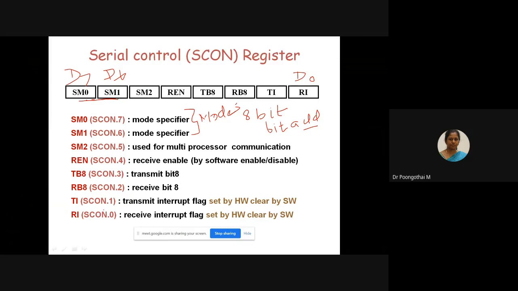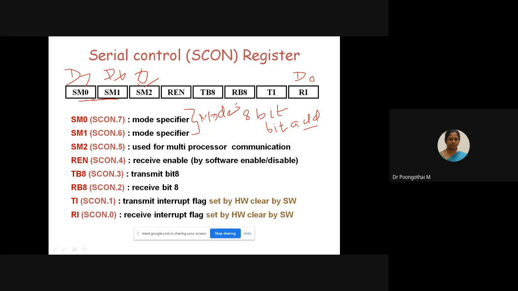And here SM2 is used for multiprocessor communication. Here only one microcontroller is involved in the application, so for all the programming concepts, we will make this bit 0. SM2 is not used in 8051 since it involves only one microprocessor, not a multiprocessor environment. So we will make this bit 0.